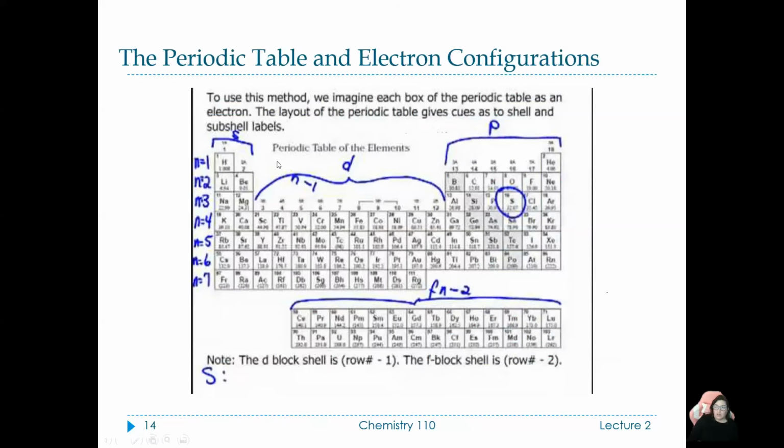We talked about all these things. Well, yeah, so n equals 1, 2, 3, 4, 5, 6, 7. Notice this is considered my s block. This is my p block. This is my d block where my n is minus 1, and this is my f block where n is minus 2, okay? So that's, again, just trying to show you the same thing that we've already said is on that table.